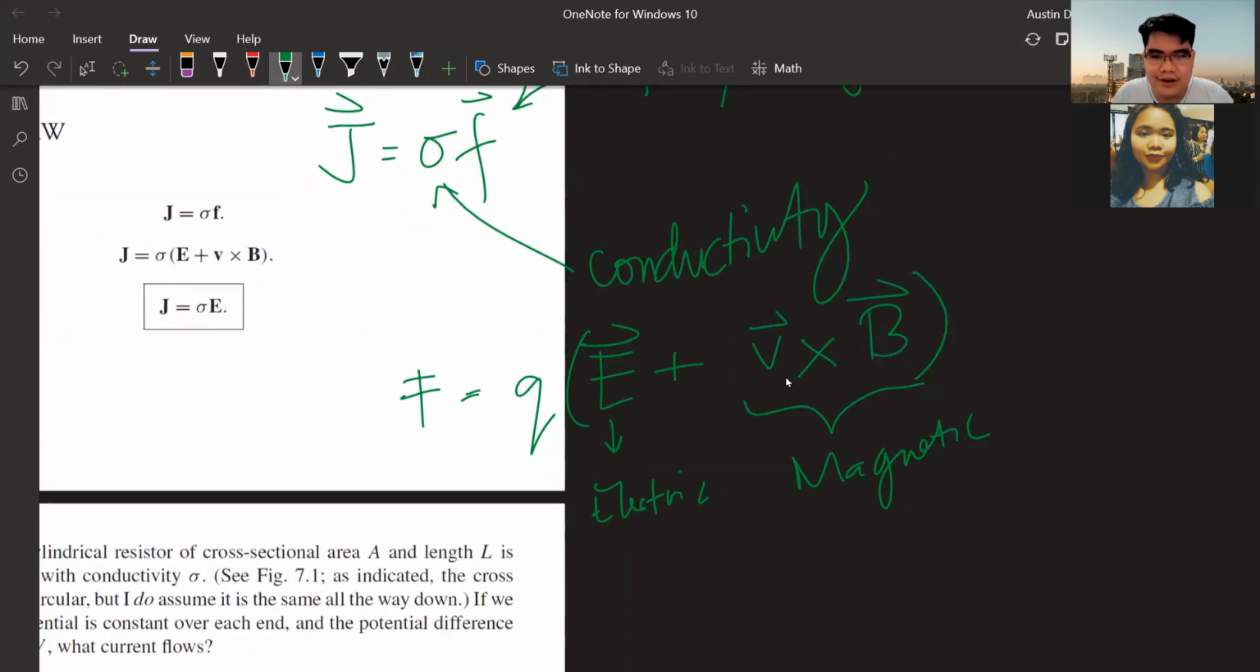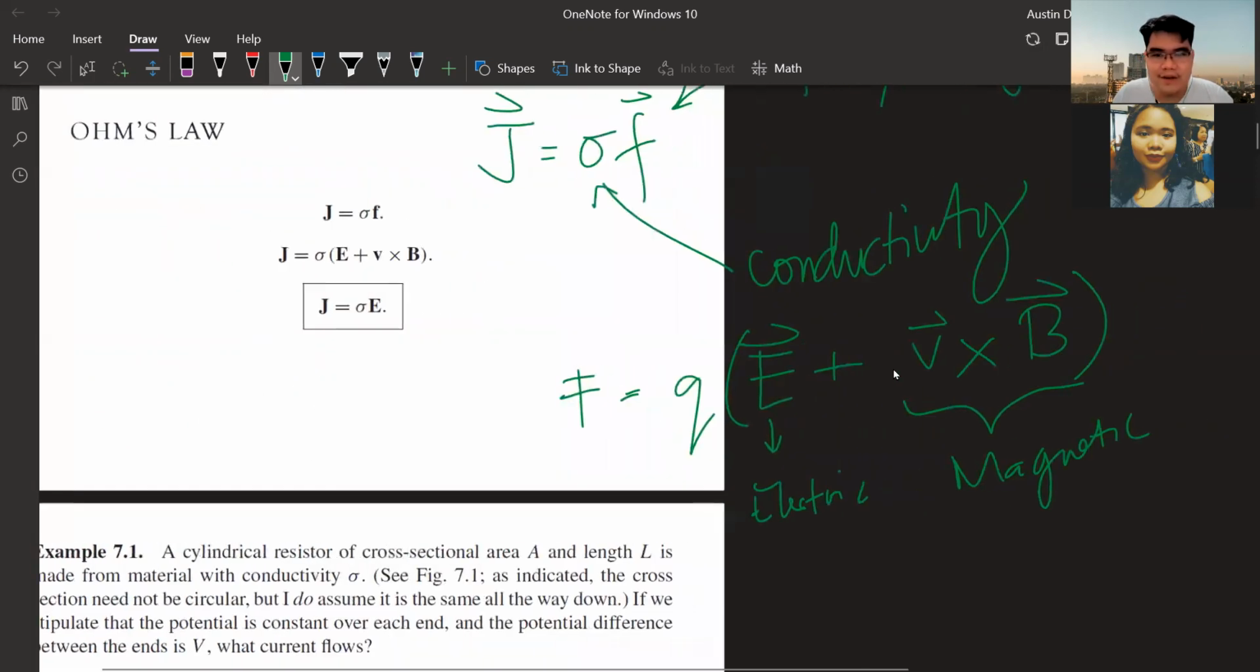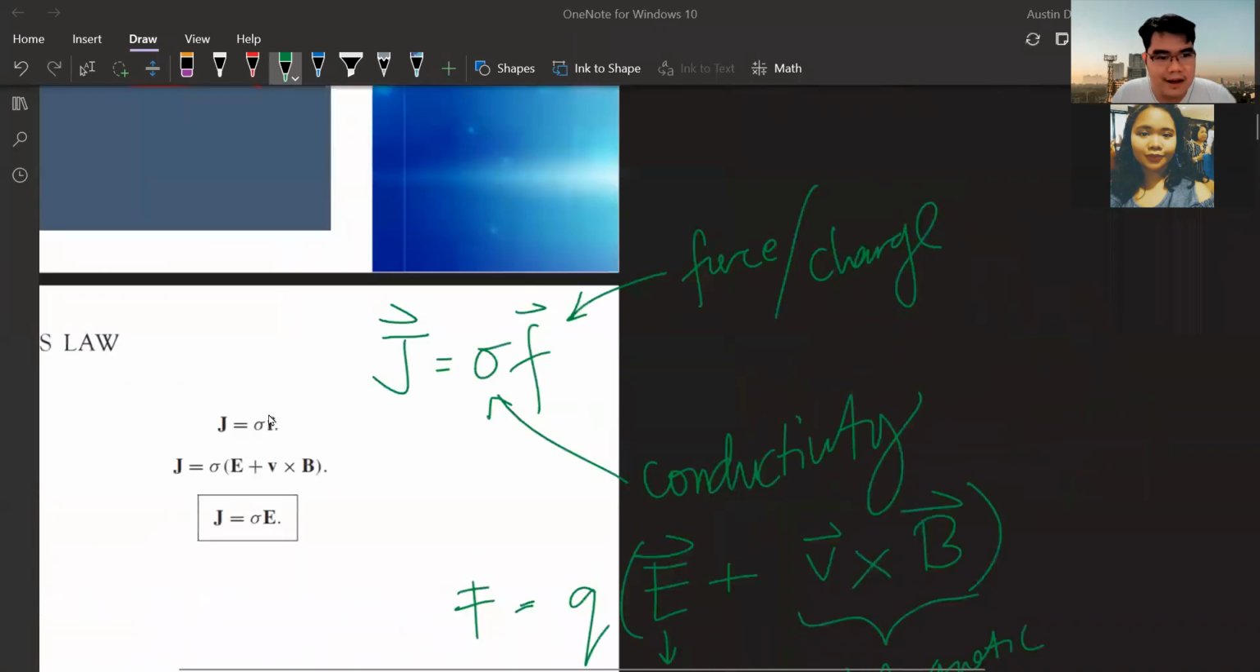Yung V yung velocity lang ng charge. And then, combining all of this, yung J ay volume current density pa rin. J is current pa rin ito.